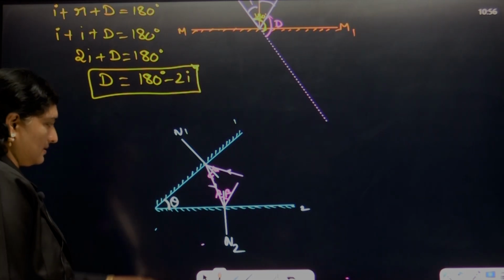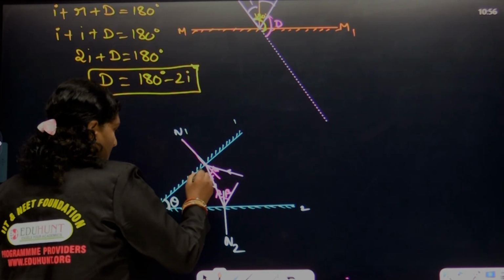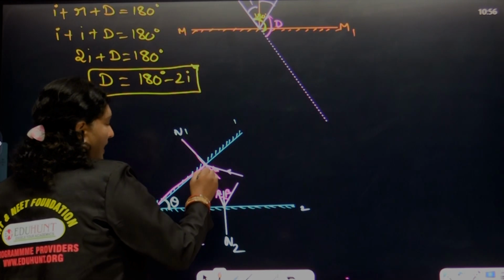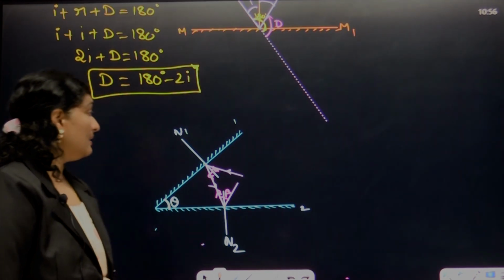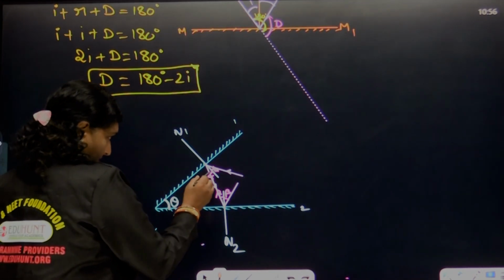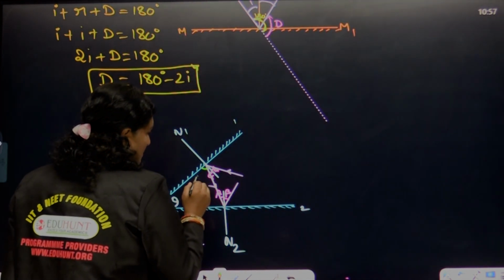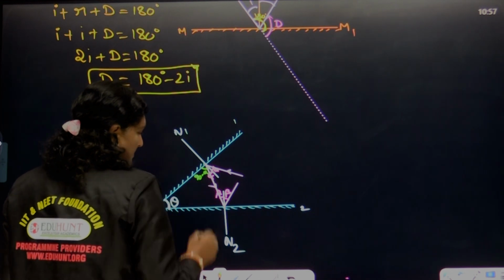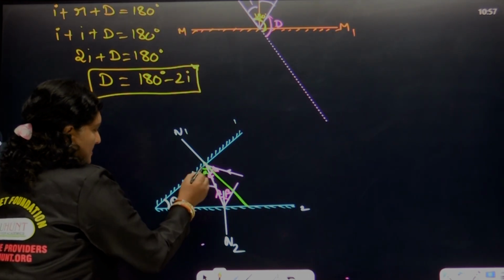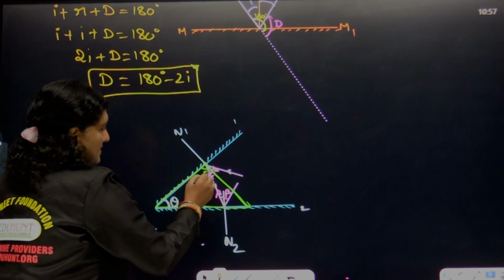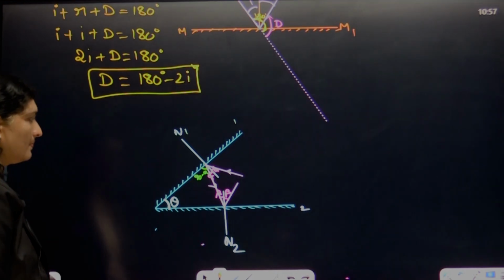If you observe this picture carefully, this is the normal drawn to the surface and this is the mirror. The angle between the normal and the mirror is no doubt 90 degrees. If the angle between the normal and the plane mirror is 90 degrees and this portion is alpha, then the remaining angle must be equal to 90 minus alpha. Yes or no, children? If you consider this right angle triangle, if this portion is alpha, then this portion must be equal to 90 minus alpha.